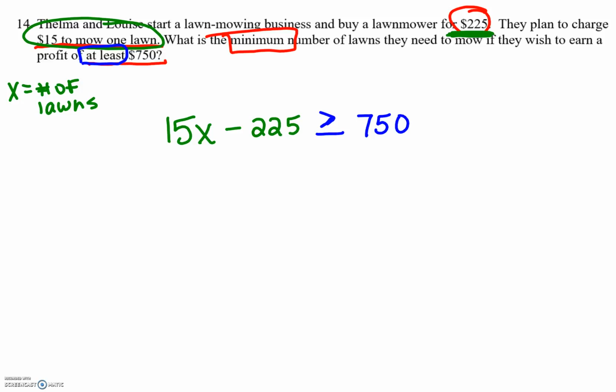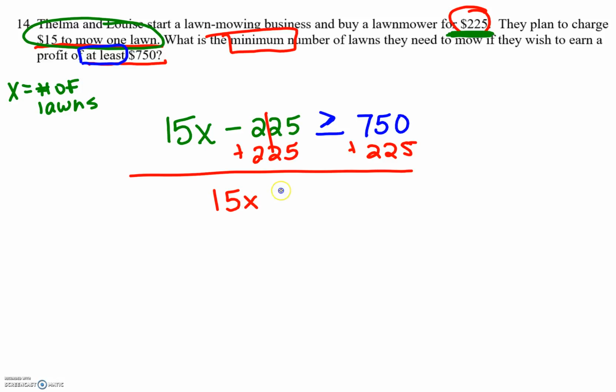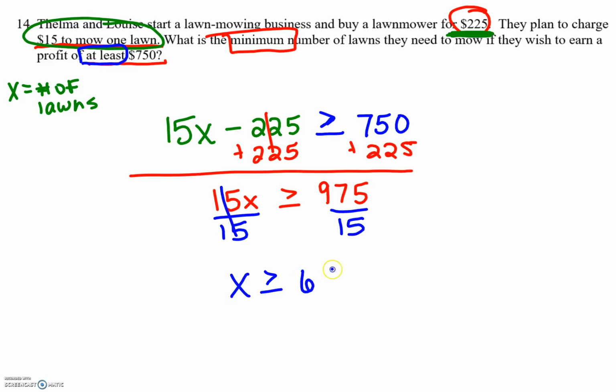So from here, I could solve the inequality by taking that 225 and adding it to my 750. So I have 15x is greater than or equal to 975. To isolate my variable, I need to divide by 15. And x is greater than or equal to 65.